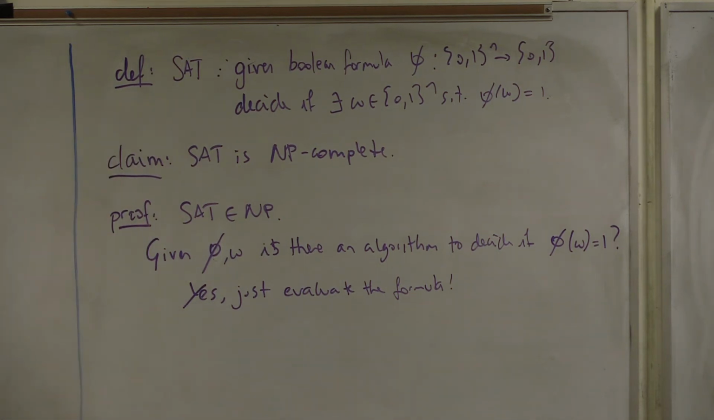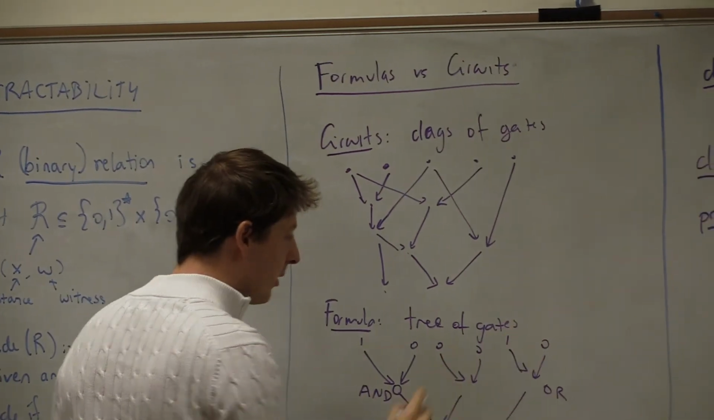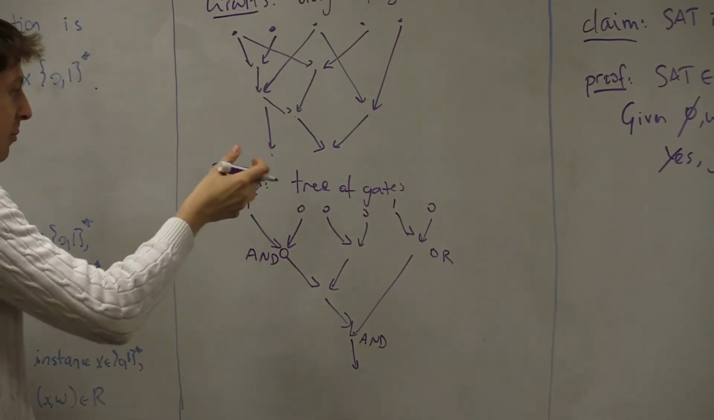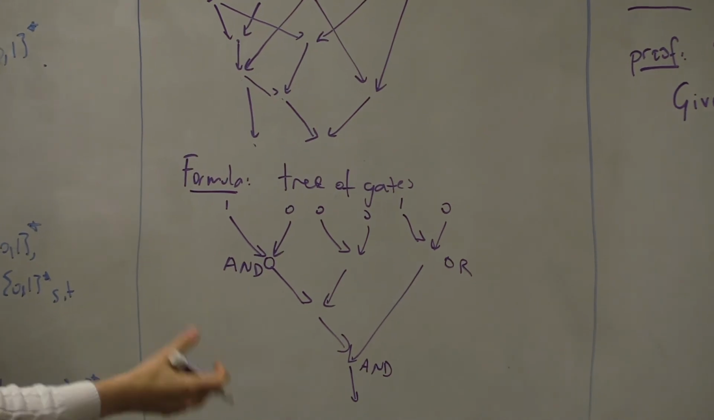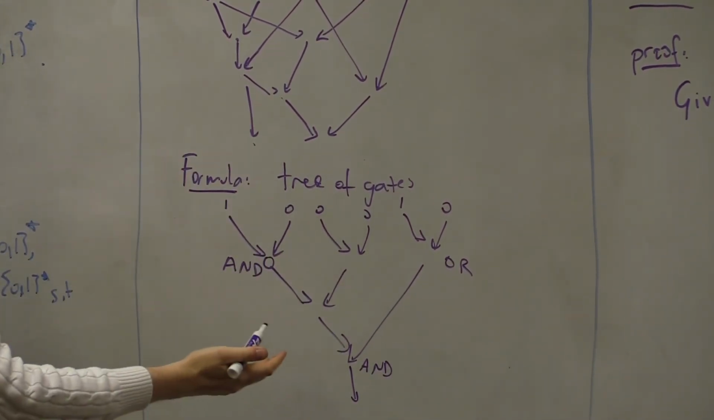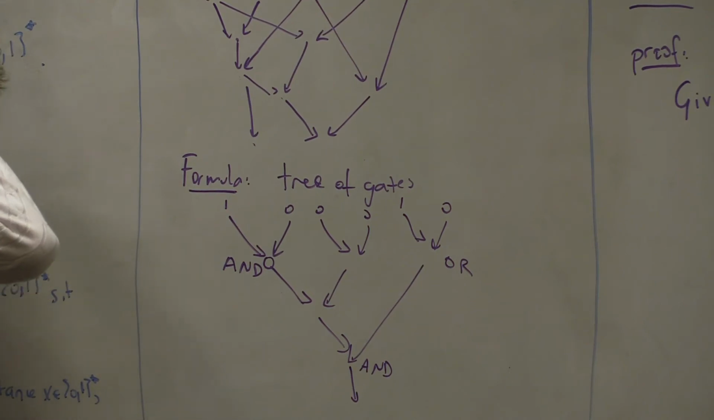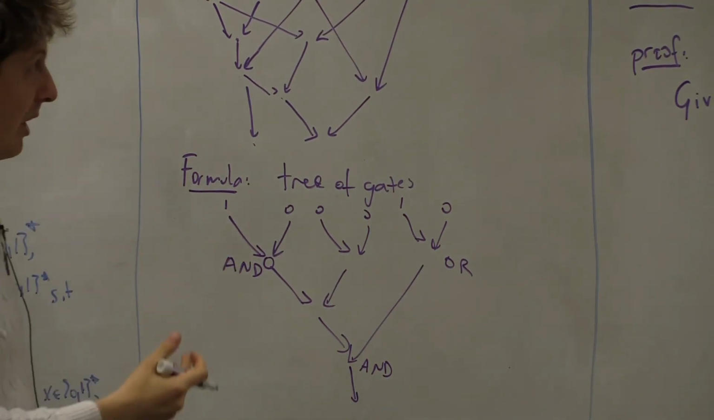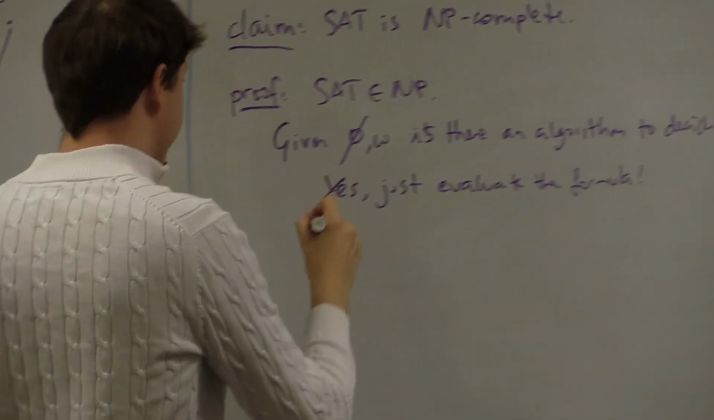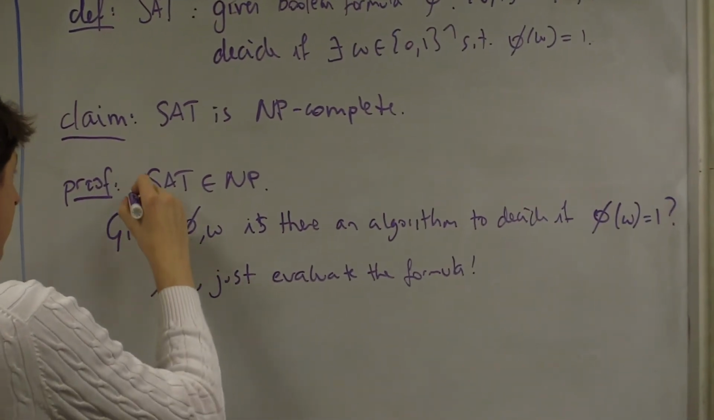Right? So if you go back to this tree here, if I assign specific inputs, 1, 0, 0, 0, 1, 0, and I ask you, for this input, does this formula output 1? You can just go layer by layer and compute. So that is a linear time algorithm. Clearly, SAT is in NP. Okay? So that's one part.